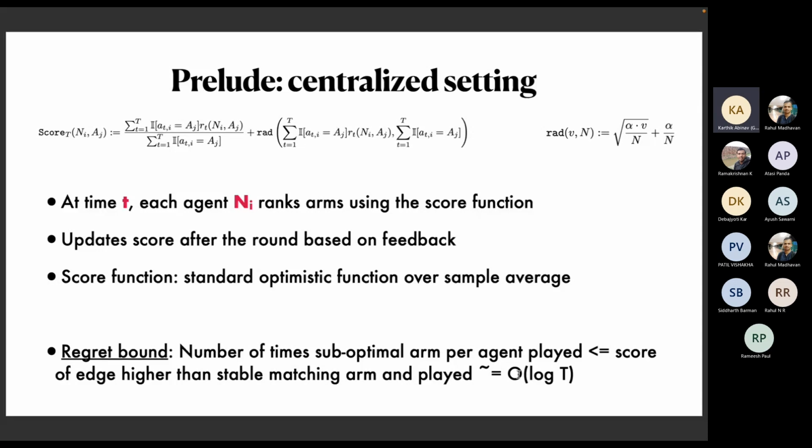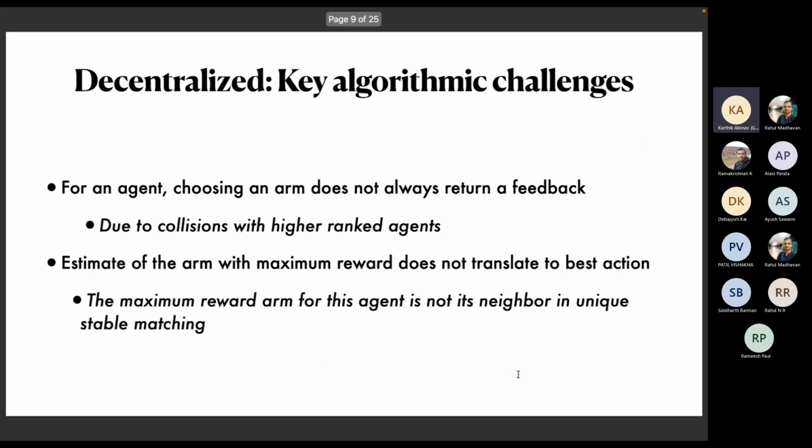So now let's go into the decentralized setting, which is the more practical version of things, because it's implementable and so on. The key challenges here are a couple of things. Unlike a bandit algorithm, sometimes an agent can pull an arm and you don't get any feedback. So essentially there will be collisions, and then higher ranked agents will only get the reward, whereas the lower ranked agents get nothing.